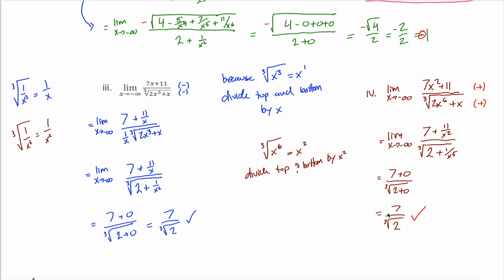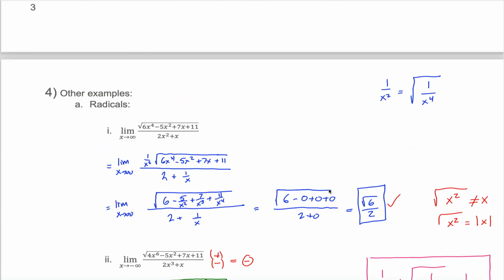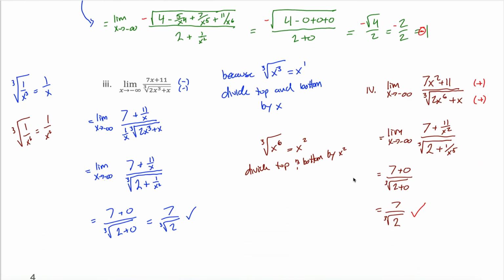These answers are the same, but for kind of different reasons. This answer is 7 over the cubed root of 2 because a negative divided by a negative is a positive number. And this answer is 7 divided by the cubed root of 2 because a positive divided by a positive is a positive number. Big takeaway here is you can do tricks that are pretty similar to the tricks that we did in the previous video when you have radicals, but you have to be careful of a couple of things.